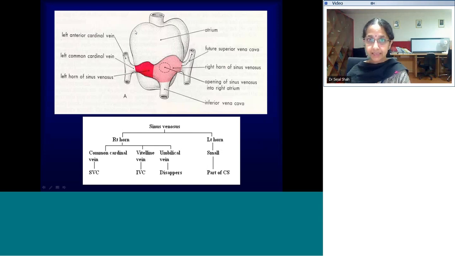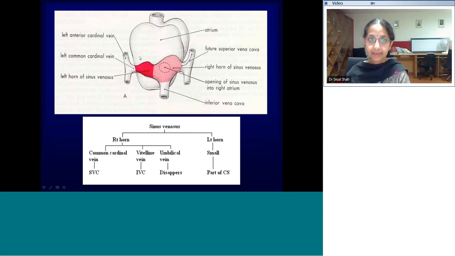If you can see, this is the posterior aspect of the primitive atrium, and this is the sinus venosus. The right side of the sinus venosus has this right horn, which receives three veins: the common cardinal vein, the vitelline vein, and the umbilical vein. The vitelline vein is the future IVC, the common cardinal vein is the future SVC, and the umbilical vein disappears on the right side.